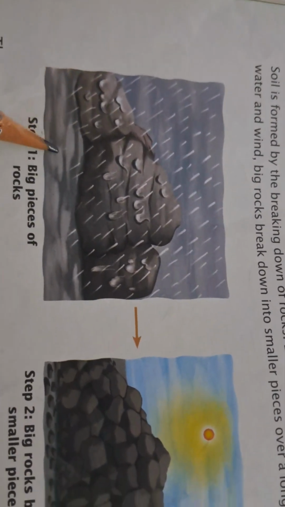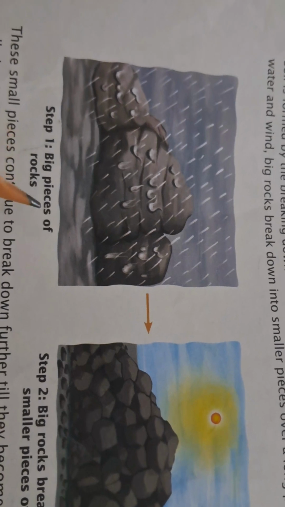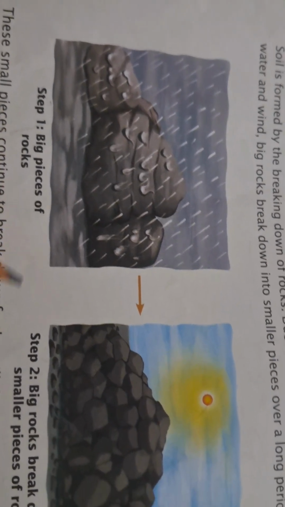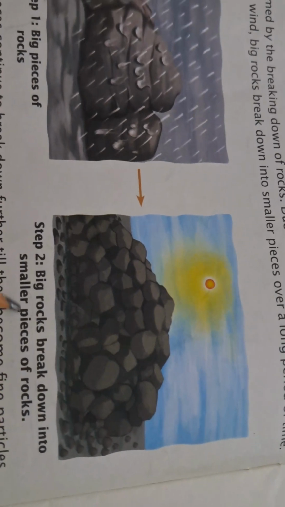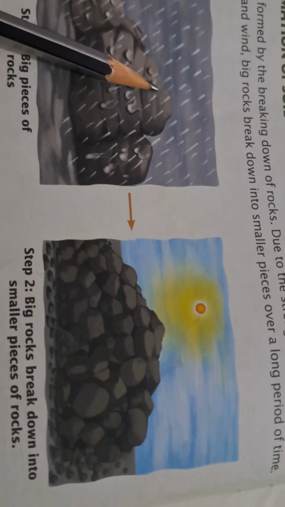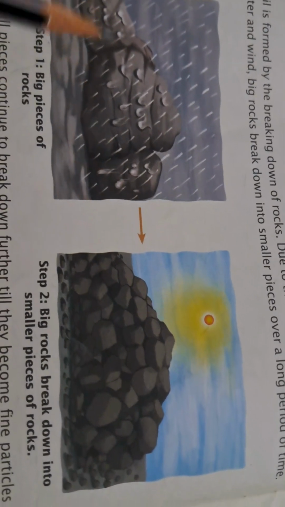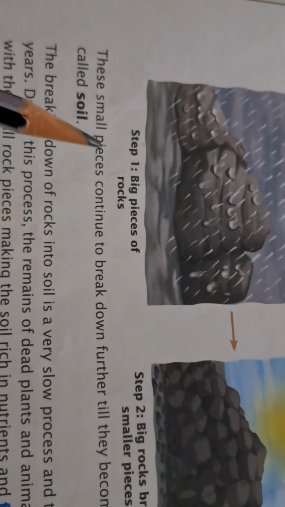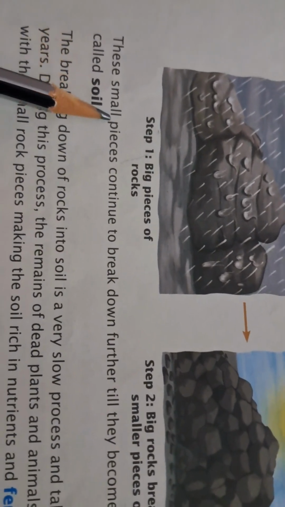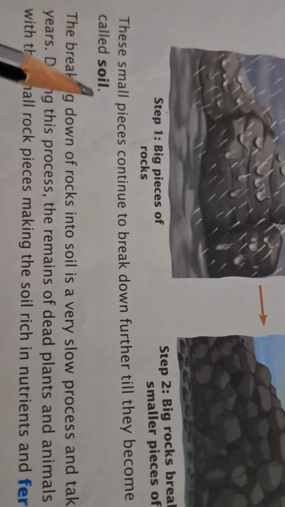Here the picture is step 1: big rocks break down into smaller pieces of rocks. Here rain is coming and here sunlight is there, and we will get the wind also. From that, big rocks become small rocks. After that, what is there? These small pieces continue to break down further till they become fine particles, called soil.